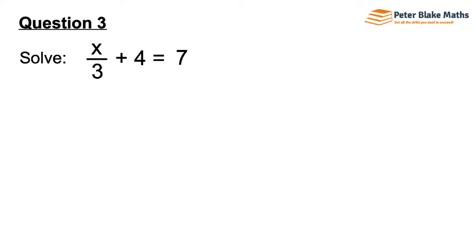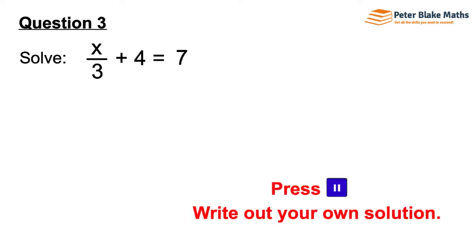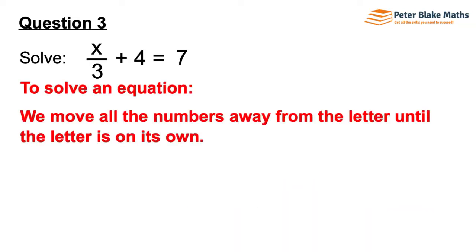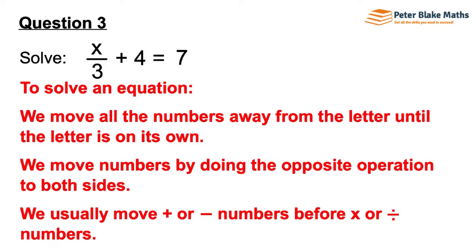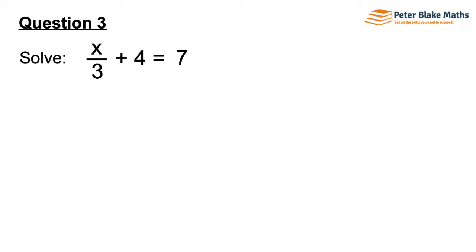Question 3. Solve x over 3 plus 4 equals 7. To solve an equation, we move all the numbers away from the letter until it's on its own. We move things by doing the opposite operation to both sides, and we look to move plus or minus things before multiply or divide things usually. So here we're going to move the plus 4 first.